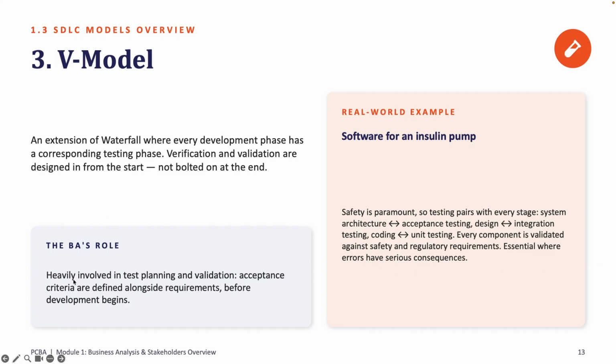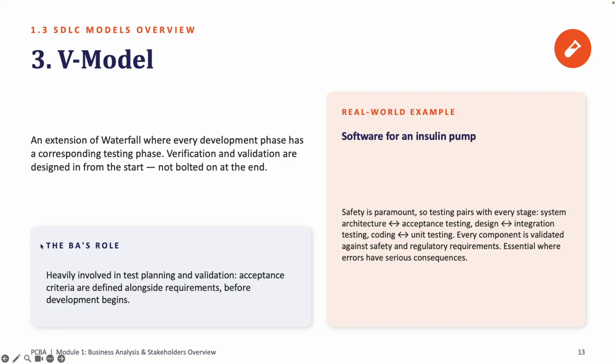Then, as a business analyst, what is your role in this case? Here you are heavily involved in test planning and validating. That is your key thing. Acceptance criteria are defined alongside what we call requirements before development begins. We say that this particular system has to be able to generate maybe 1,000 reports per minute. When it comes to the section of generating those reports, you have to validate and verify that this particular system generates 1,000 transactions within 1 minute.